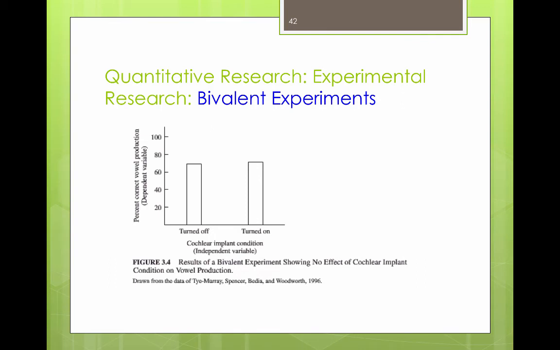Here's another one. Cochlear implant condition is the independent variable. It could be either turned off or turned on, and we're measuring the percent correct vowel production as the dependent variable. So manipulating the independent variable and measuring the effect on the dependent variable.